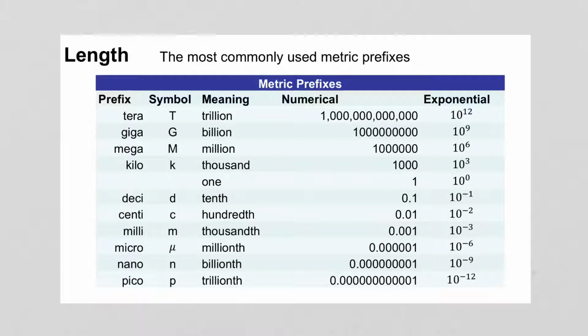So these are your most commonly used metric prefixes. You have 1 here in the middle. And then getting bigger, you start with kilo. So a kilometer would be 1,000 meters. A megameter would be 1,000,000 meters, and so forth. And going the other direction, a decimeter would be 1/10th of a meter, or a centimeter would be 1/100th of a meter.